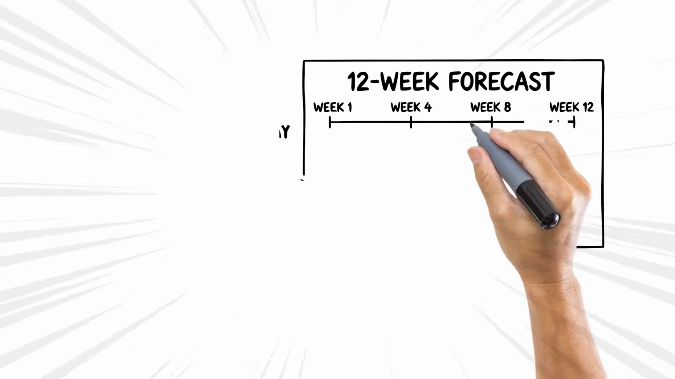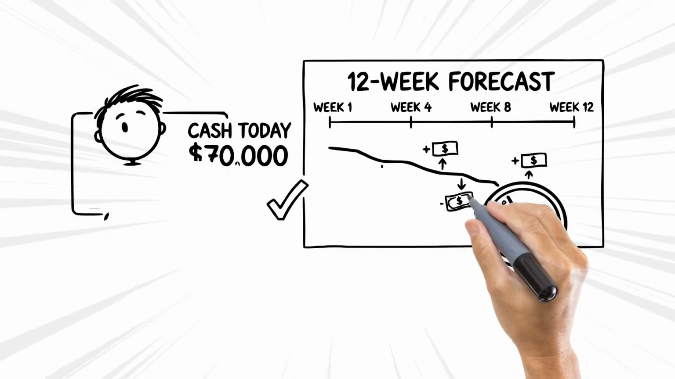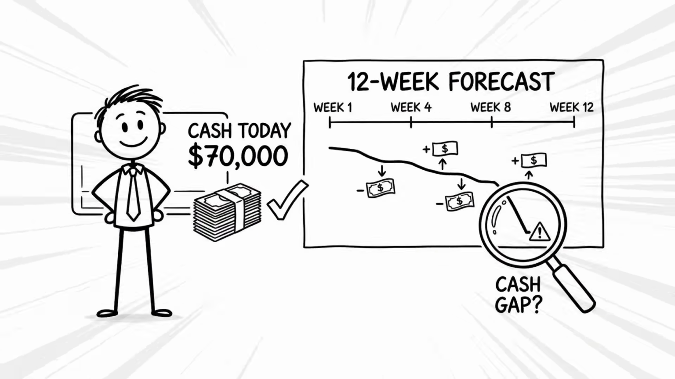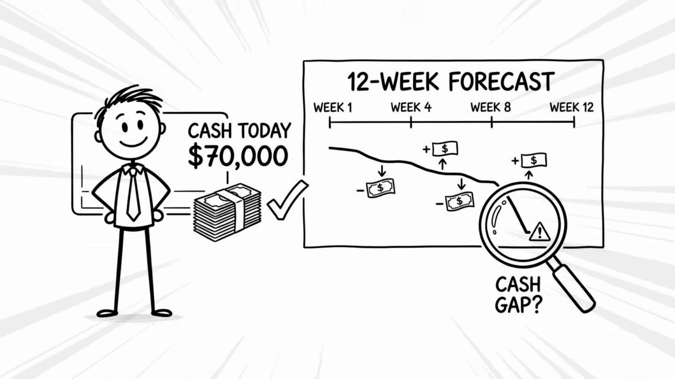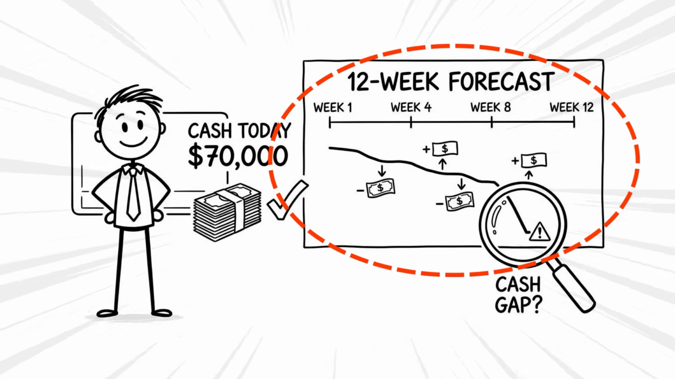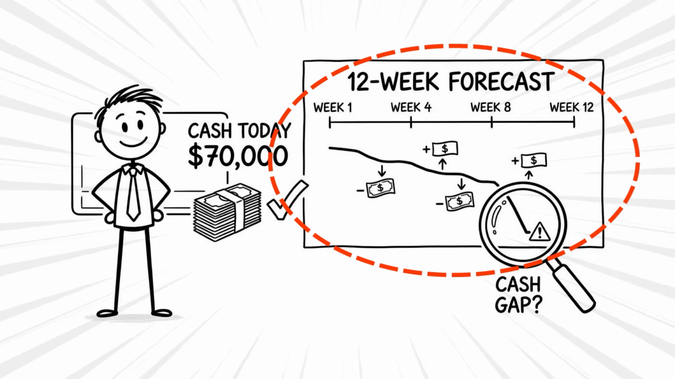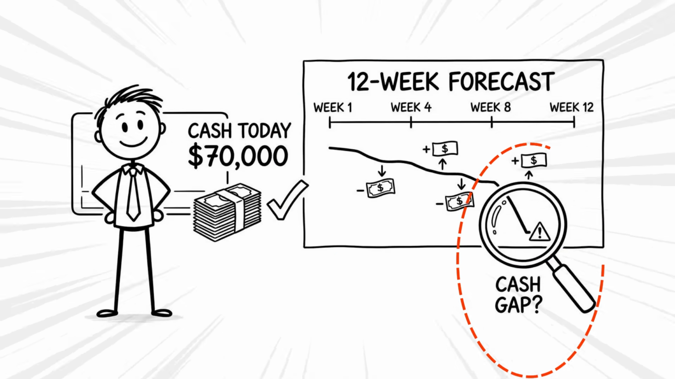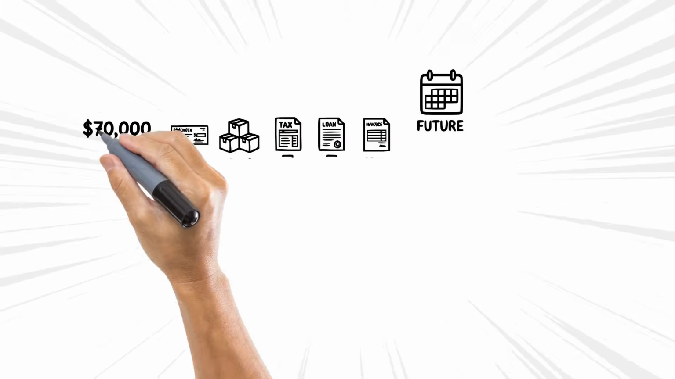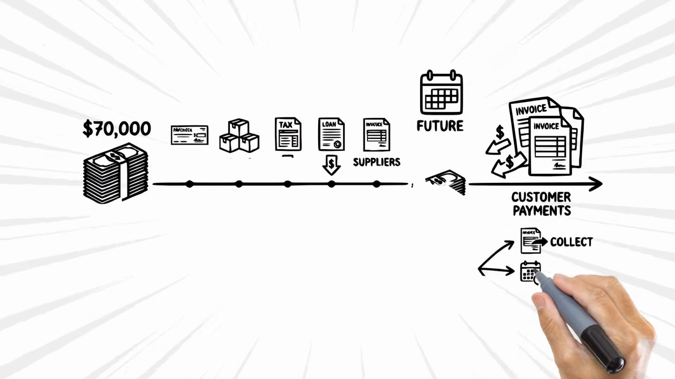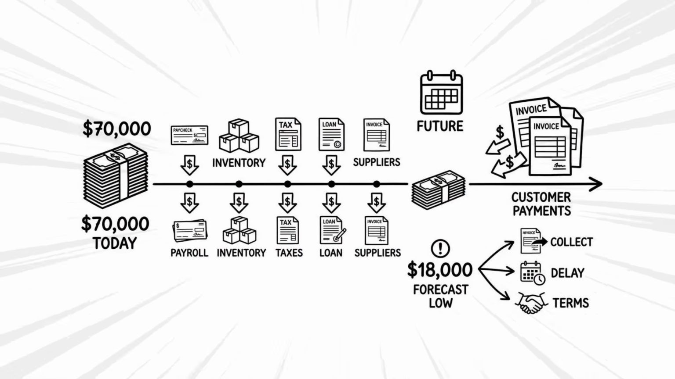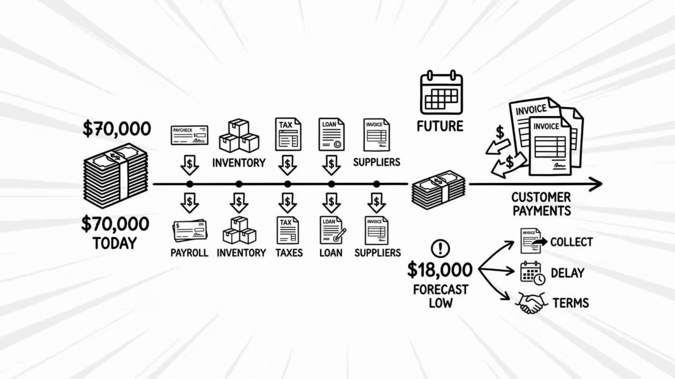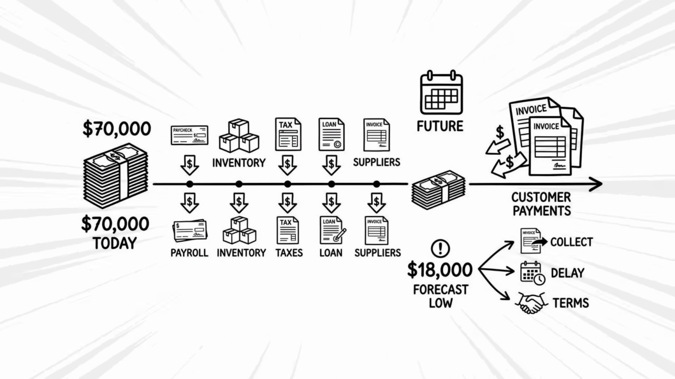Forecast cash before trouble. Suppose a business has $70,000 in the bank today. Looking only at that number makes the company appear financially comfortable. But management creates a 12-week cash forecast and discovers something important. Payroll, inventory purchases, taxes, loan payments, and supplier bills will reduce cash to $18,000 before several large customers are expected to pay.